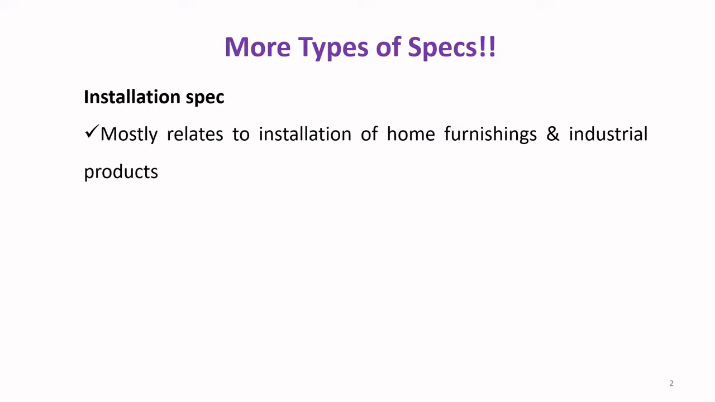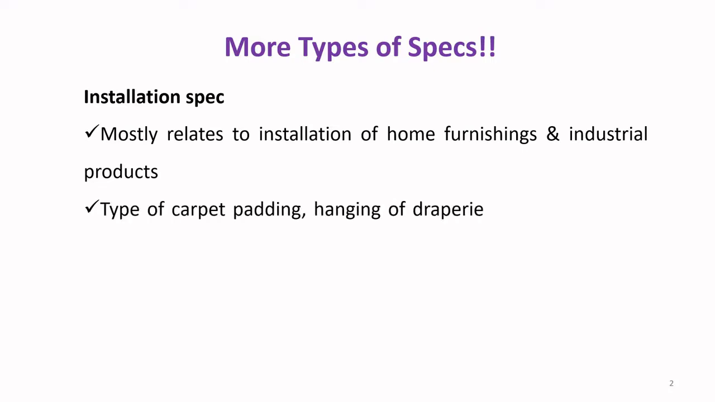Now, when we are talking about those home furnishings and industrial products which need installation, home furnishing like big drapes, the shades or the curtains that we have which have to be installed. So installation spec is mostly related to installation of home furnishings and industrial products, sofa sets which have to be assembled at your home. Now, the type of carpet padding or the hanging of draperies has to be done keeping some things in mind.